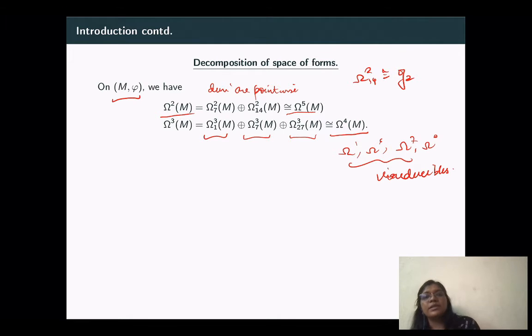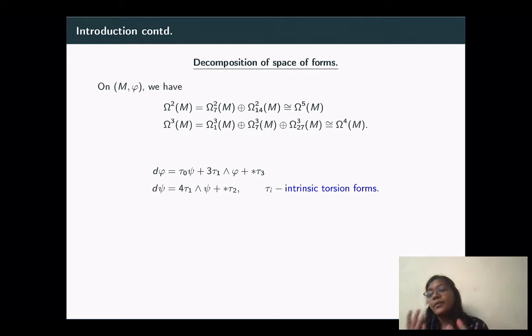Okay, so this is how we have this decomposition of the space of forms. The most important form for us will be this Omega^2_14, and we'll see later on why it is important. This is just the adjoint representation of the Lie group G2. Now since we have this decomposition of forms, we can use it to define what are known as the intrinsic torsion forms, or the torsion of the G2 structure phi.